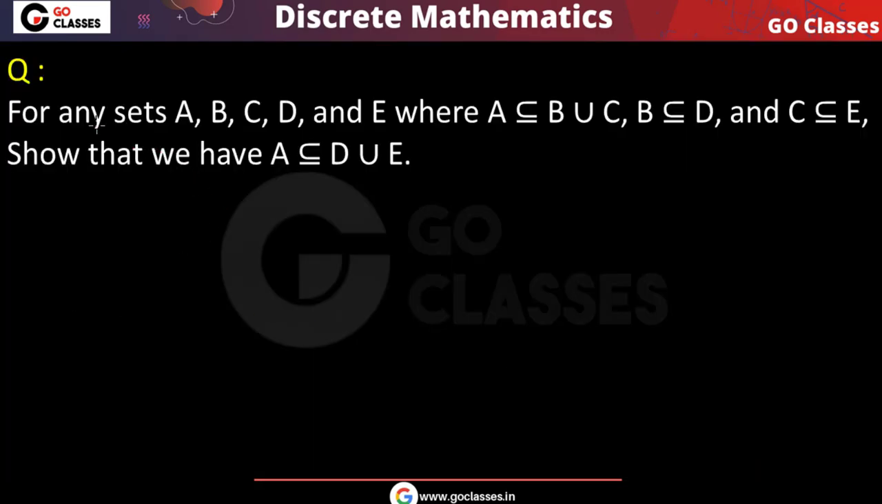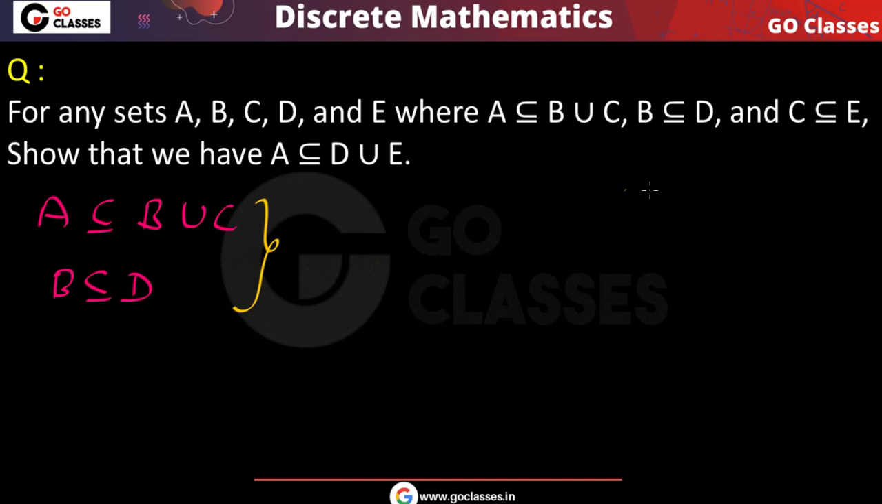Let's solve this question. For any sets A, B, C, D and E, where A is a subset of B union C, B is a subset of D, C is a subset of E. Show that A is a subset of D union E. So this is the question. Let's solve it. The data that is given to you is this: A is a subset of B union C. B is a subset of D. From these two pieces of information, what can I say?